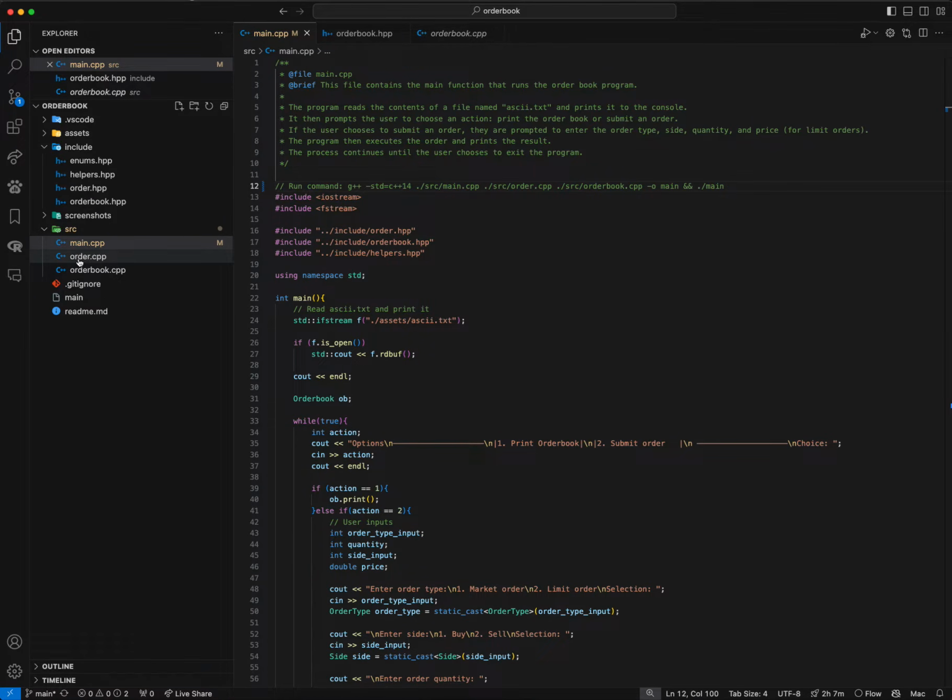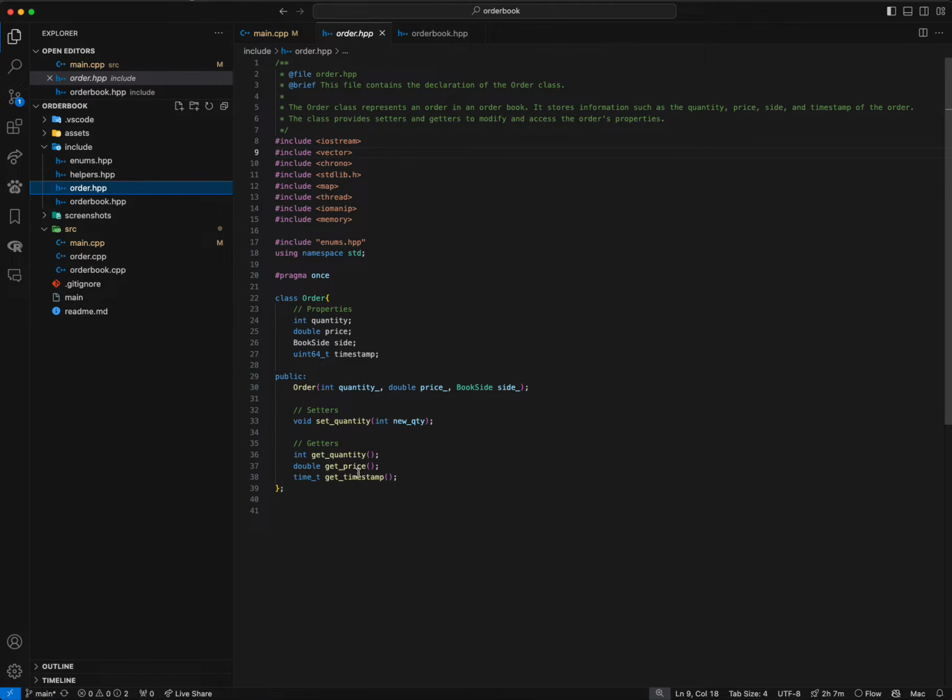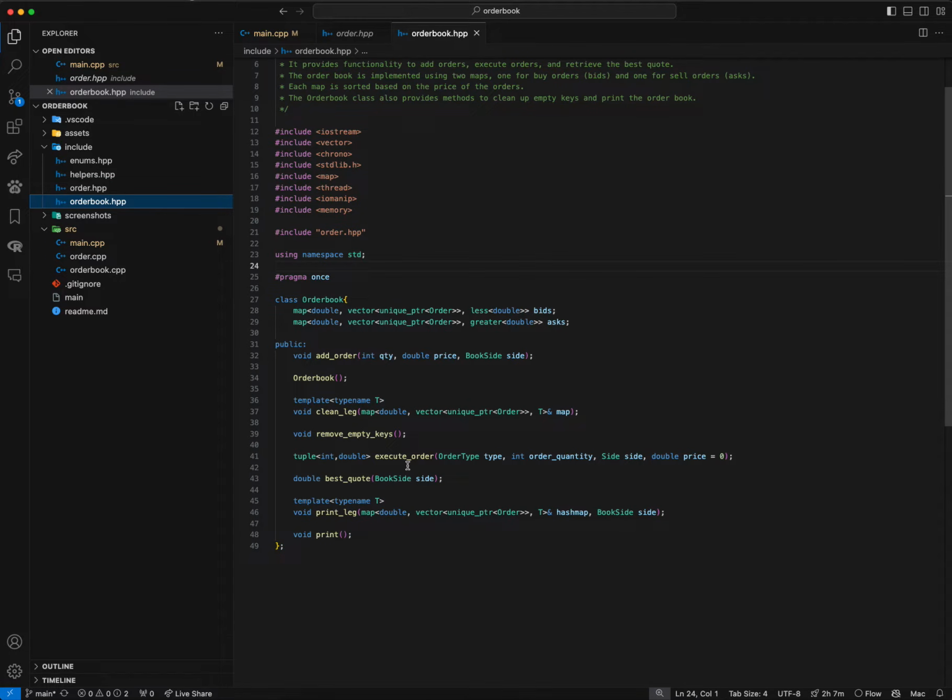The next part is the order class, and this just represents an order. It has some properties about it, and this will be helpful in our next class, which is the order book class. The order book class is going to hold and work with order objects.